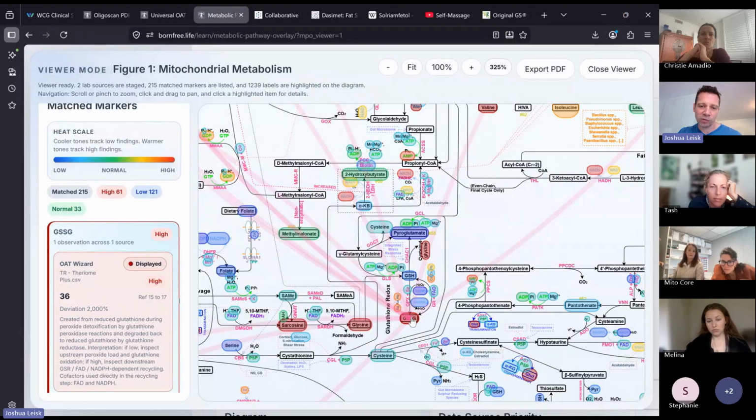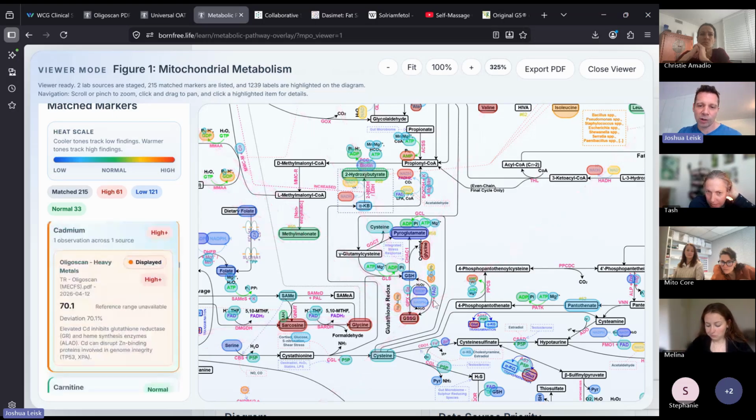So the redox from the glutathione oxidized to reduced is being inhibited somewhere. So, well, what's going on with that? Is it the high cadmium? Could be the high cadmium.